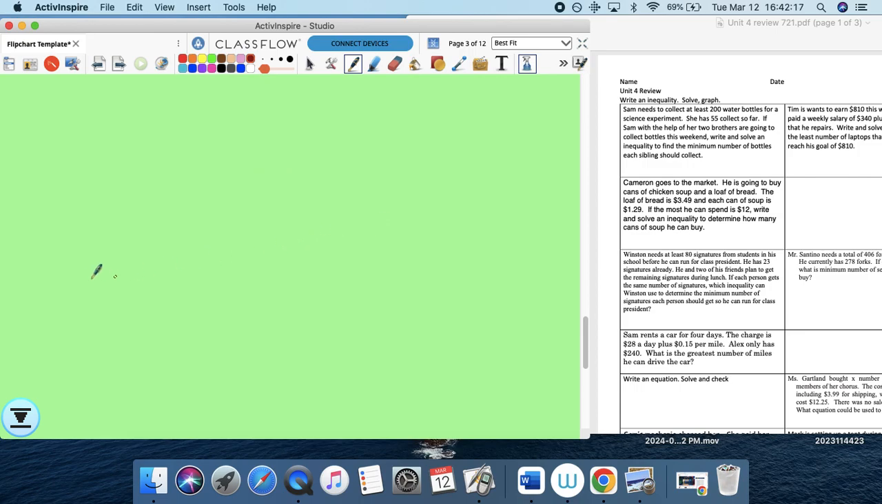Next one. The next one is the other problem, but I shifted that problem down to the equation section, so we're still in the inequality. Winston needs 80 signatures, at least 80 signatures. So let me start setting it up. It has to be equal to 80 or greater. He has 23 already, so there's my constant. It's plus in this case.